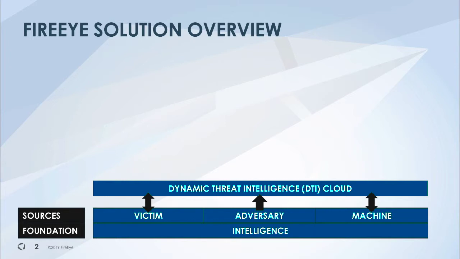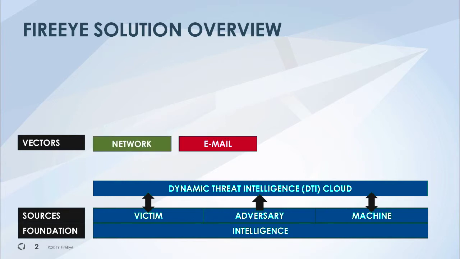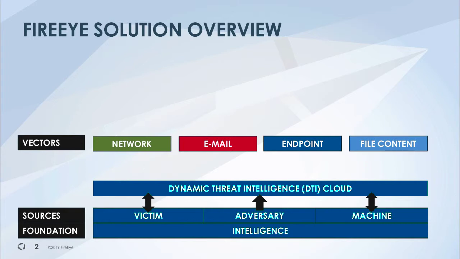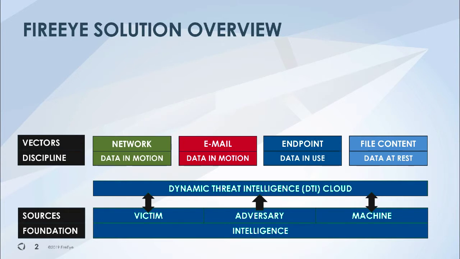We use a snap-in approach to product change in order to keep up with the ever-changing threat landscape at the speed of business. With the updated intelligence tool at the core of our processes, we apply this fresh threat intelligence to the at-risk vectors of the attack life cycle, specifically network, email, endpoint, and file content. These vectors comprise the data security disciplines of data in motion, data in use, and data at rest.